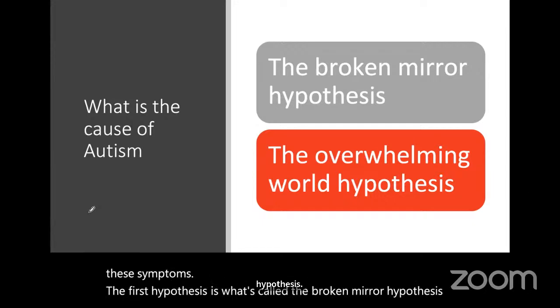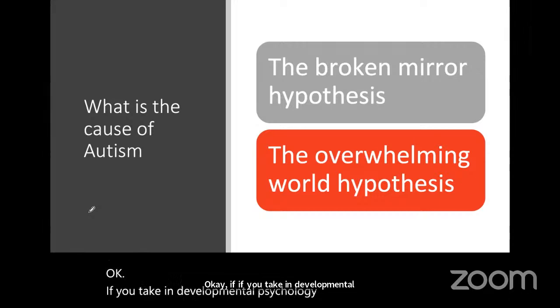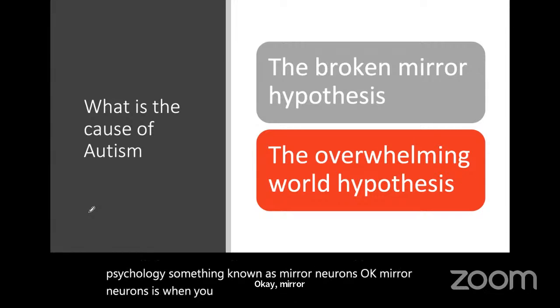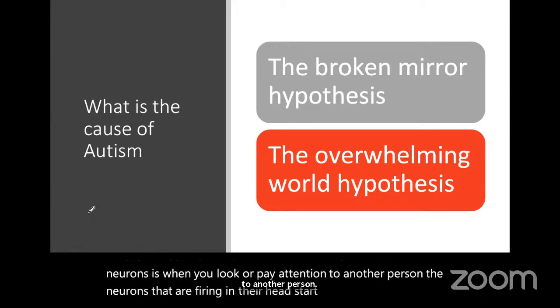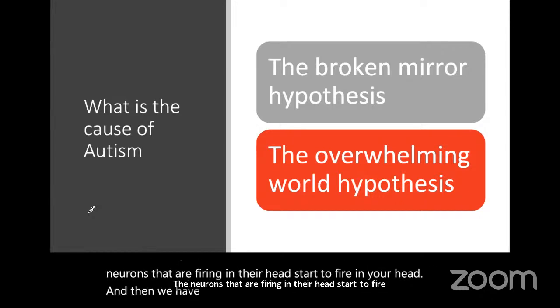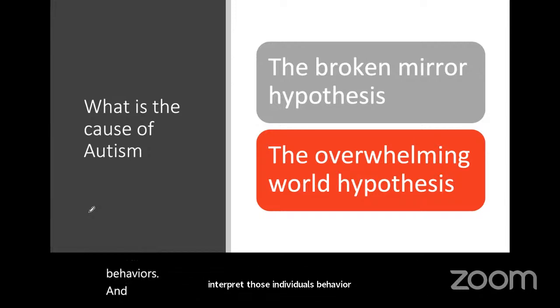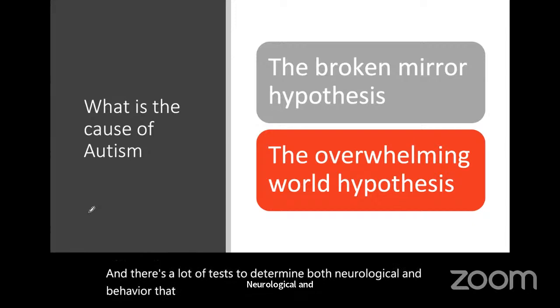If you've taken developmental psychology or introduction to psychology, you know something known as mirror neurons, okay? Mirror neurons is when you look or pay attention to another person, the neurons that are firing in their head start to fire in your head. And then we have this mentalizing system where you take that neural information and you start to interpret those individuals' behaviors. And there's a lot of tests, both neurological and behavioral, that determine at what level a child is developing this mirror neuron approach.